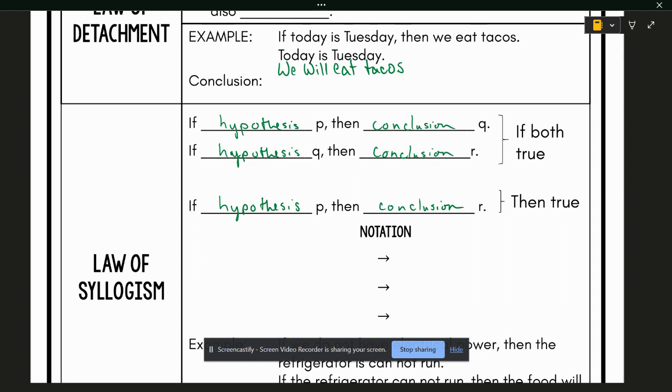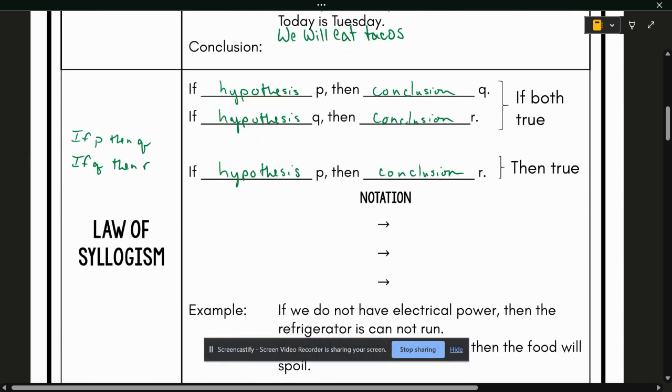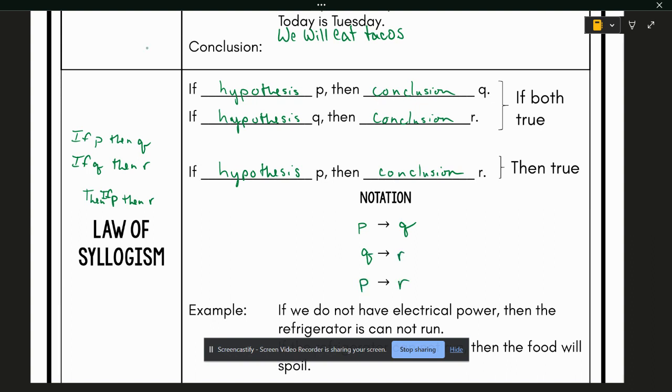So to break it down for you, very simple. The way that this works is if P, then Q. If Q, then R. Then if P, then R. P to Q, Q to R, P to R. That's what we're kind of aiming for.